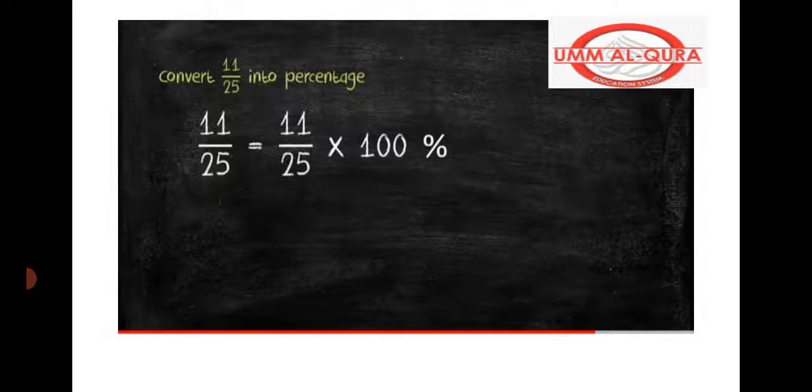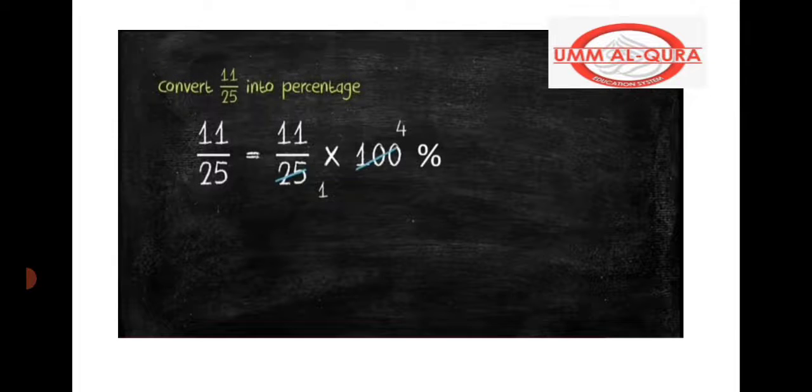Convert 11 by 25 into percentage. Here our number is in fraction form, and we will convert it into percentage. What do we do here? We will write 11 by 25 multiplied by the value of percentage, 100%. And here we will convert into the lowest form, and we will divide numerator and denominator by the same number. So we divide: 25 1s are 25, and when we divide 100 by 25, our answer is 4. So our answer is 11 by 25 multiplied by 4%.